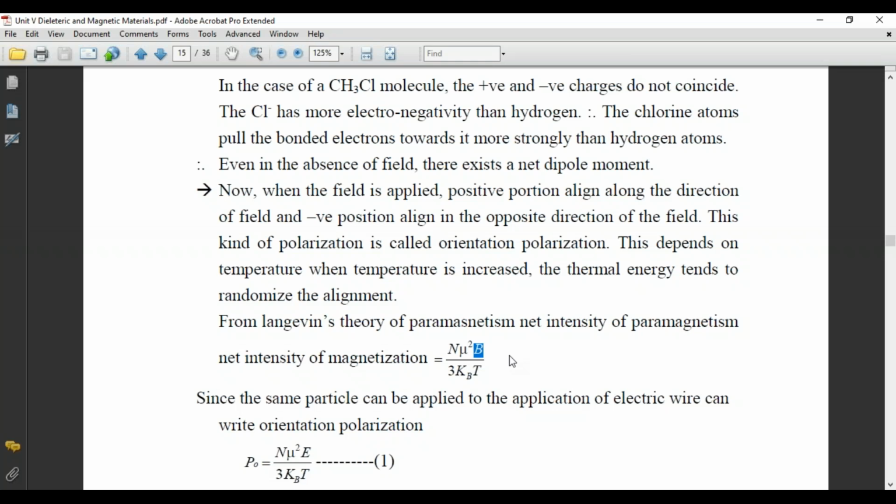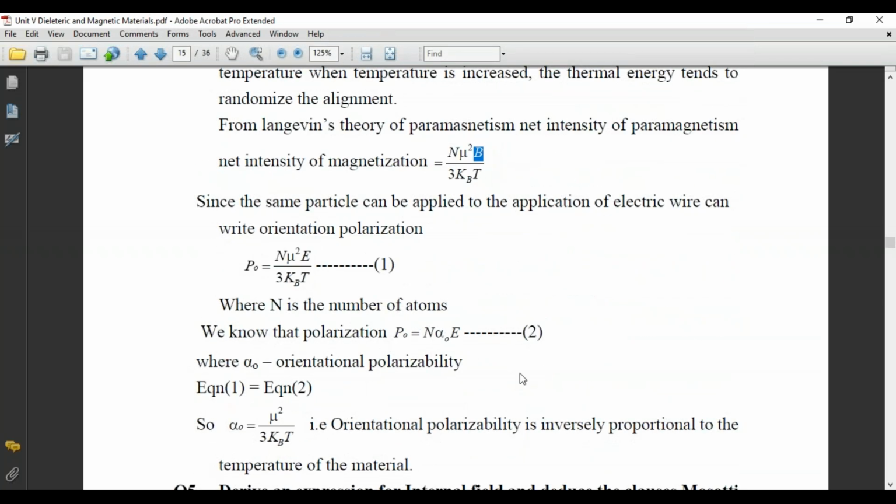From the magnetic paramagnetic, we see the same particles can be applied with an application of electric field. Right, the polarization is like that, that is what is called the polarization. Then application of electric field, same equation, we're changing the magnetic field to the applied field. So this is what is called polarization is going to occur.